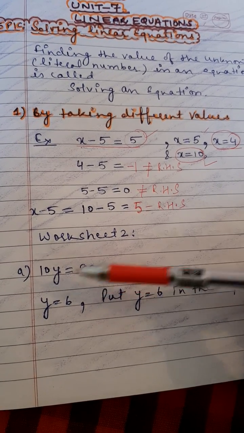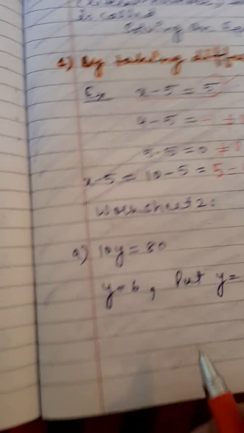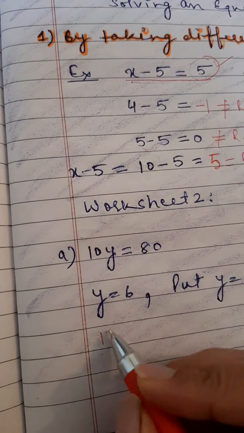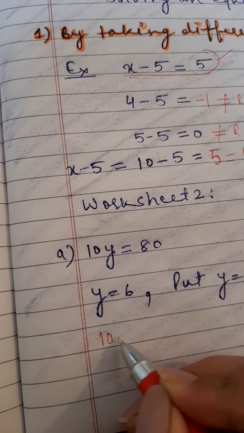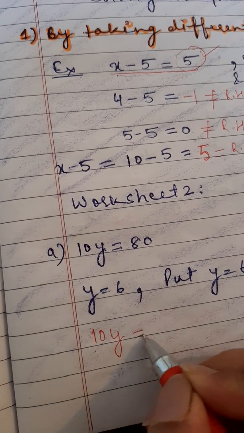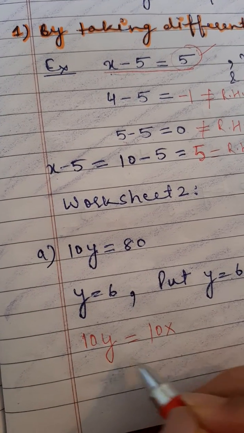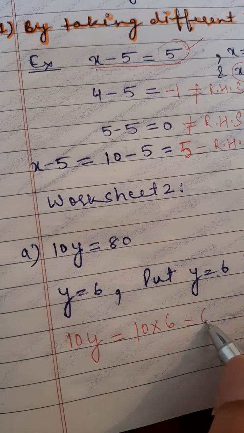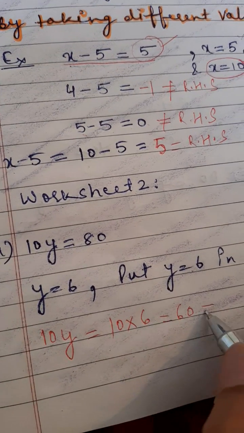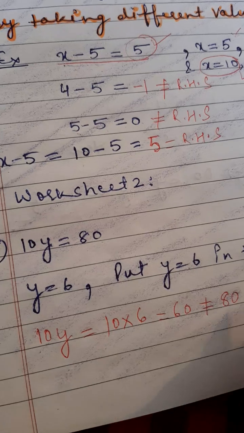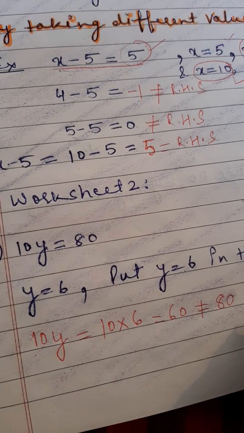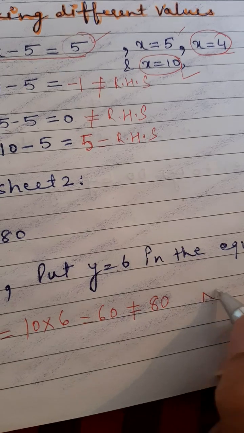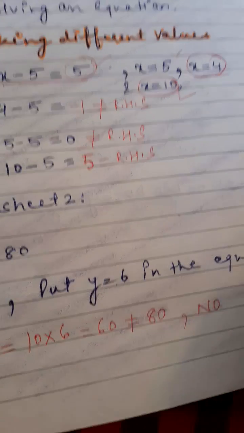Right? 10y means 10 into y. Okay, so 10y means 10 multiplied by y. So 10 multiplied by, instead of y we will put 6. So 10 sixes are 60. So this is not equal to 80. That means this is not equal to right hand side. So we have to put no in the last column here. So write no here, because this is not the solution.